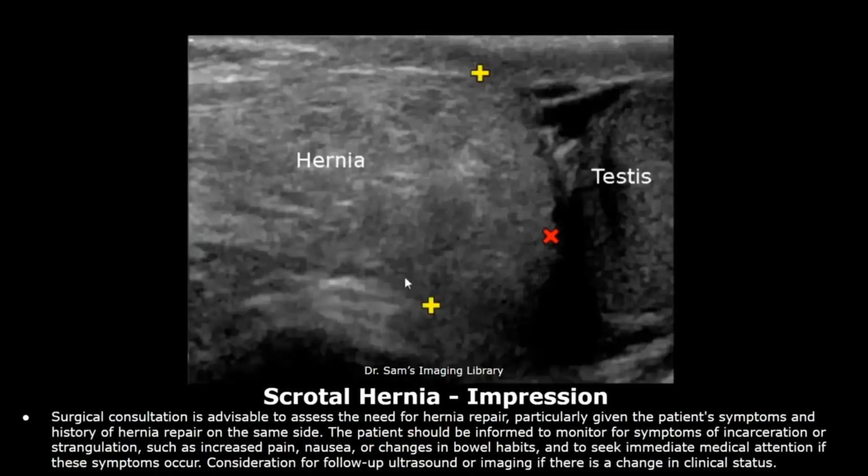Surgical consultation is advisable to assess the need for hernia repair, particularly given the patient's symptoms and history of hernia repair on the same side. The patient should be informed to monitor for symptoms of incarceration or strangulation, such as increased pain, nausea, or changes in bowel habits, and to seek immediate medical attention if these symptoms occur. Consideration for follow-up ultrasound or imaging if there is a change in clinical status.